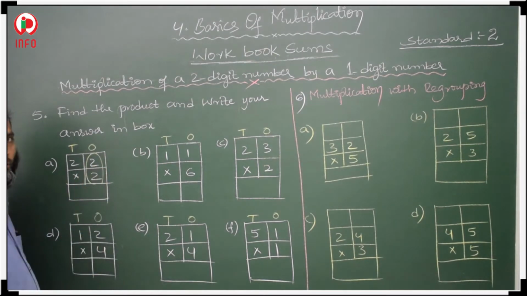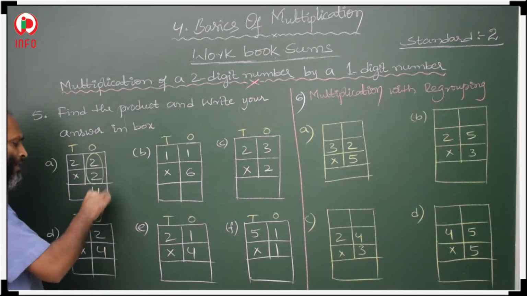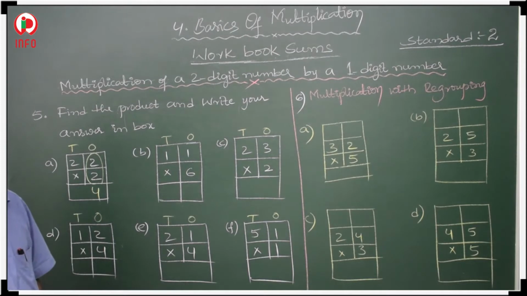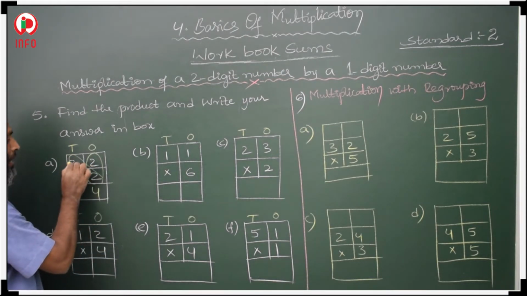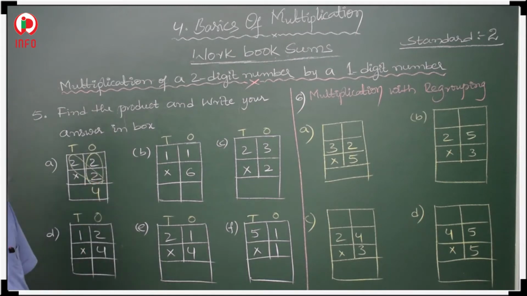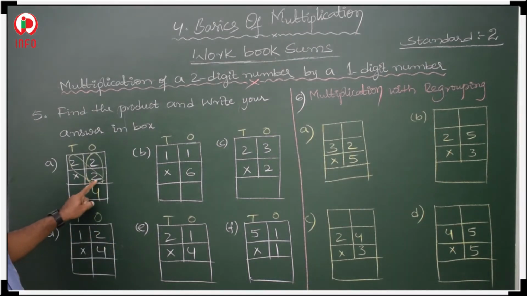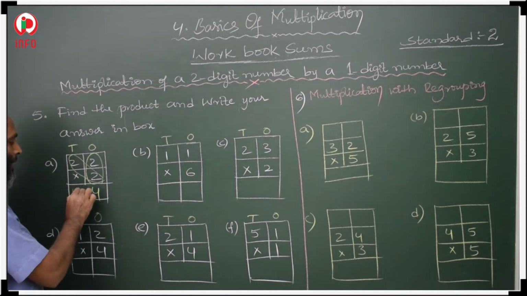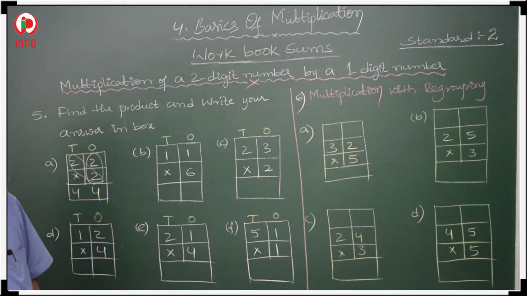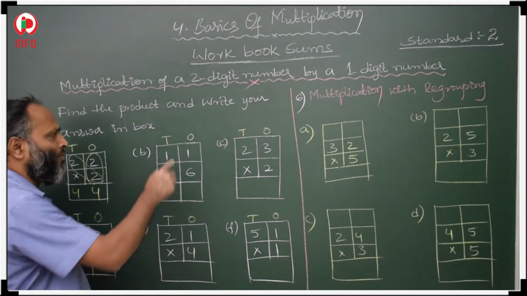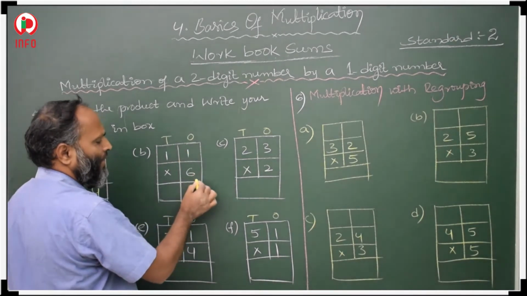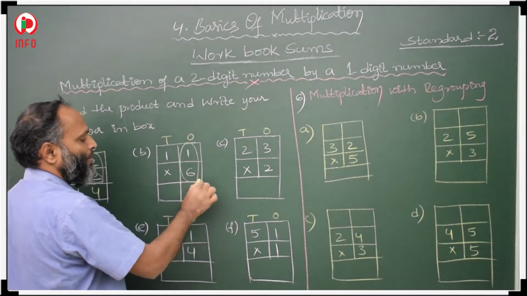2 2s are 4. That 4 we have to write exactly in ones place. And after that we have to multiply 2 with the tens place value. That is 2 2s are 4. That we have to write in tens place. The answer is 44.